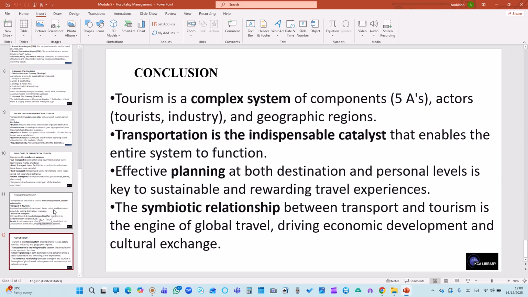Effective planning at both destination and personal level is the key to sustainable and rewarding travel experience. The symbiotic relationship between transport and tourism is the engine of global travel, driving economic development and cultural exchange.